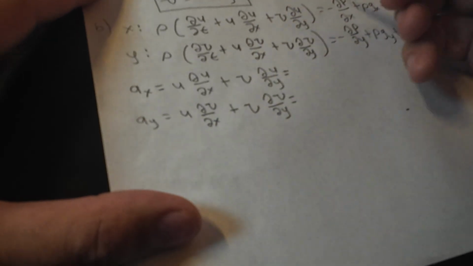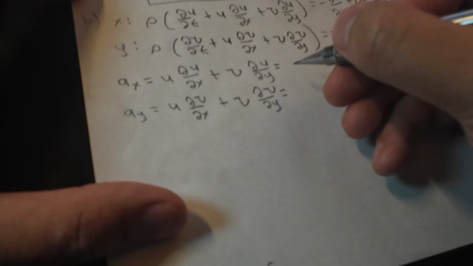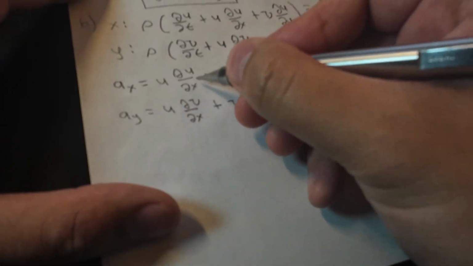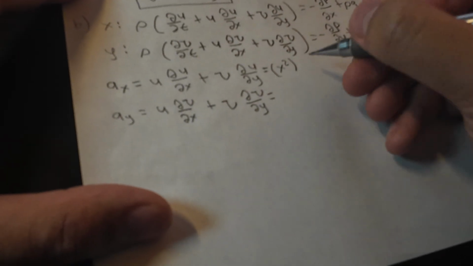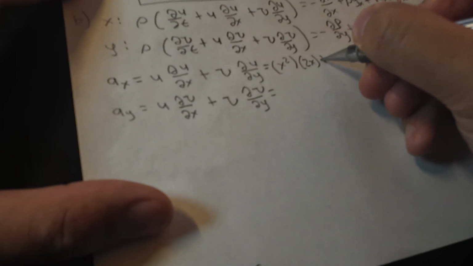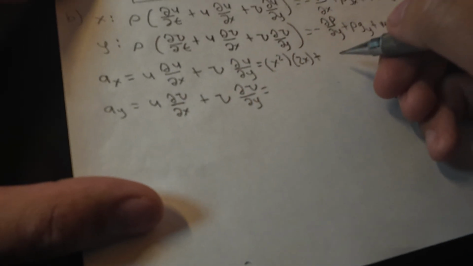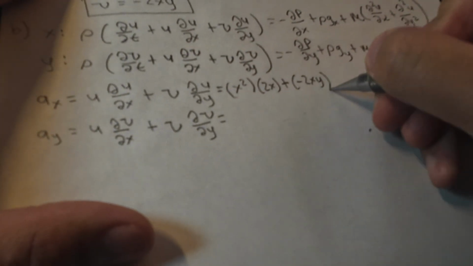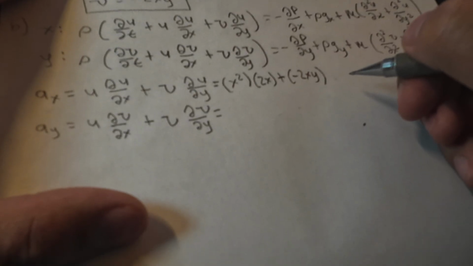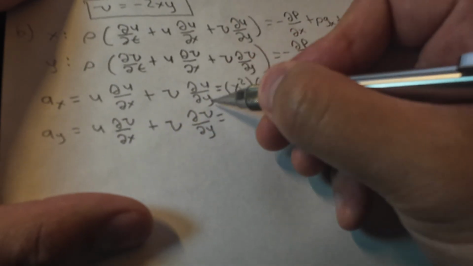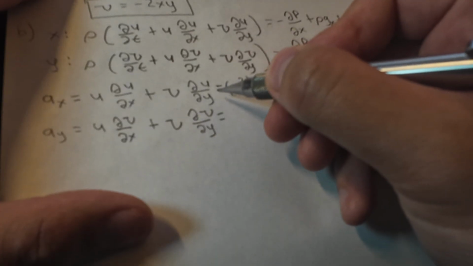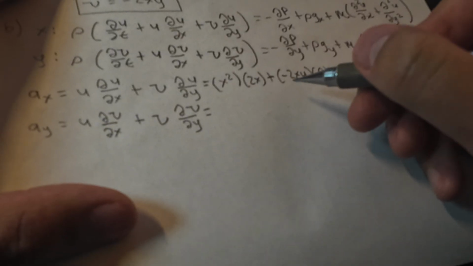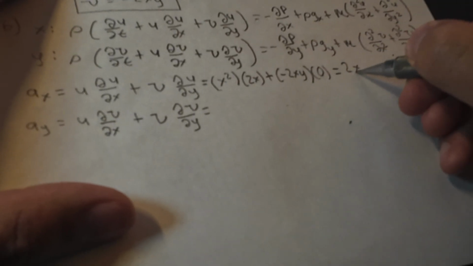So u, what is our u? U is x squared, right? So that's going to be x squared. This is u with respect to x, x squared plus 2 times 2x plus nu, negative 2xy. And then this is going to be u with respect to y, which is 0. Right, we do the math here. This is just 2x cubed.